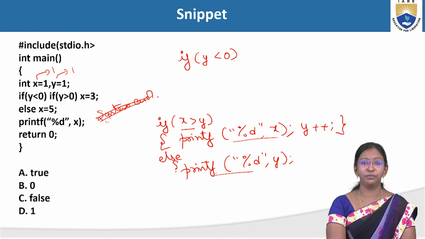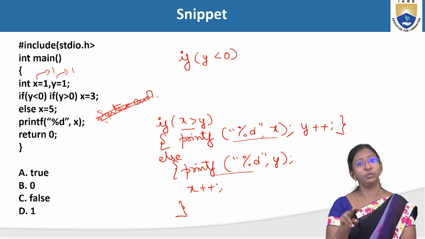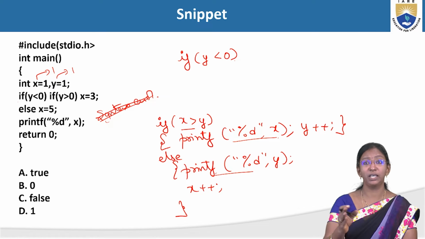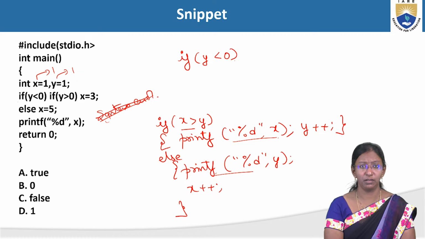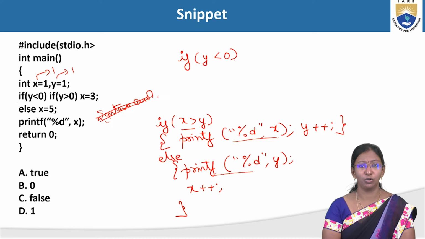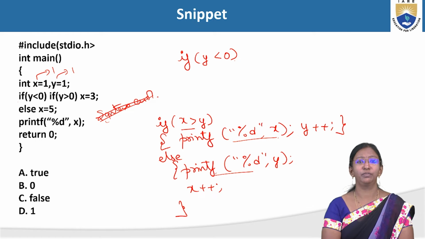So for example, if the condition is false, you are printing the value of Y and incrementing the value of X. So these are two different statements. Printing the value of Y, incrementing the value of X. Both are two different, independent statements. But they both come under the body of else. That means if you are executing else, you have to execute these two statements. So more than one statement is a compound statement. In that case, you have to use flower brackets to specify that it is a set of statements.